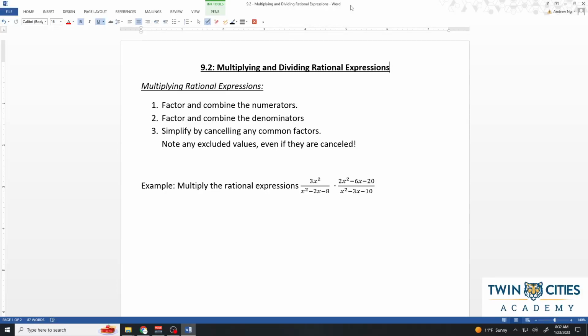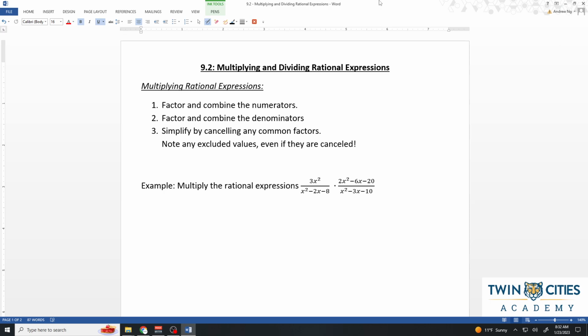Today we'll talk about multiplying and dividing rational expressions. Let's start with multiplying. To multiply rational expressions, we're going to do these steps. Step 1, factor and combine the numerators. Just put them together, multiply them. Step 2, factor and combine the denominators.